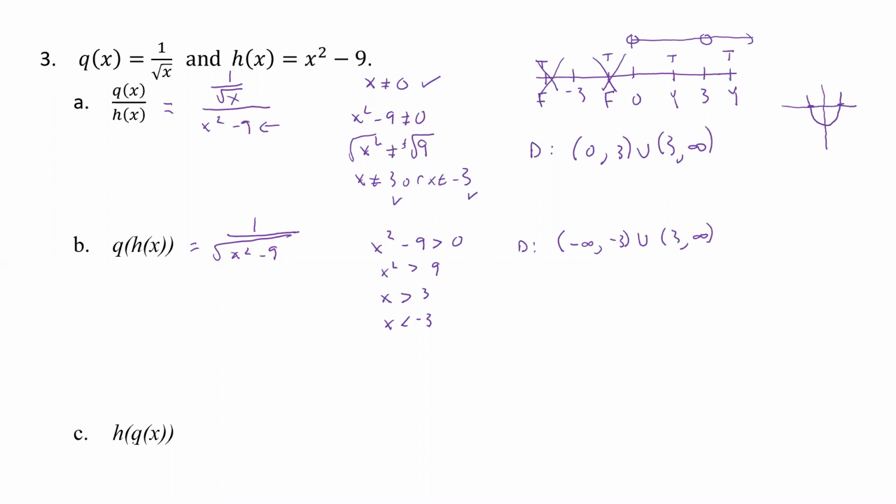Okay. Now what about h of q of x? Okay, well, now we're plugging in q of x into h of x. And so that's going to give us 1 over the square root of x, all squared minus 9. Well, here we only have one thing to worry about, the square root of x. And what do we know about that? Well, x here has to be greater than 0, cannot be equal to 0, has to be anything greater than. So we have strictly 0 to positive infinity is going to be our domain.